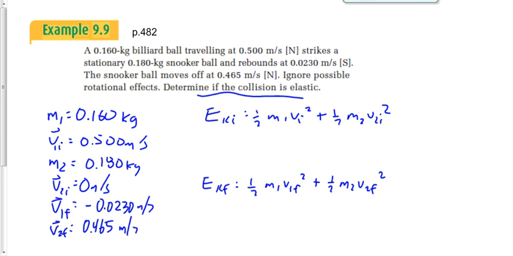Yeah, we don't know, right? We know that momentum is equal, but we don't know that kinetic energy is equal. So that's what we've got to find. We can't set them equal to each other unless the question says this collision is elastic.